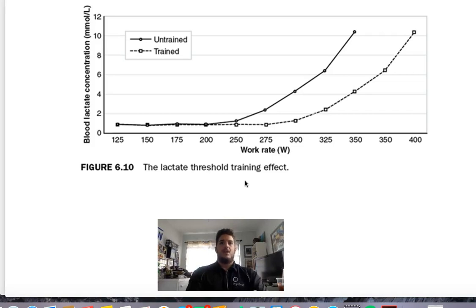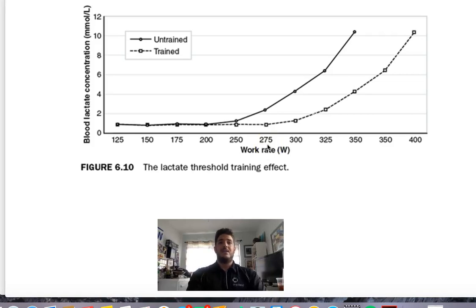The lactate threshold typically begins at 50 to 60% of maximal oxygen uptake in untrained individuals. So it's about 50 to 60% where you start to see that spike, and at 70 to 80% in trained athletes. So it takes a little bit longer for that threshold to take place, for them to start peaking at their workload, or their work rate, I should say.